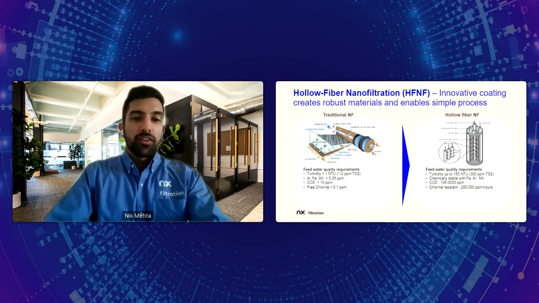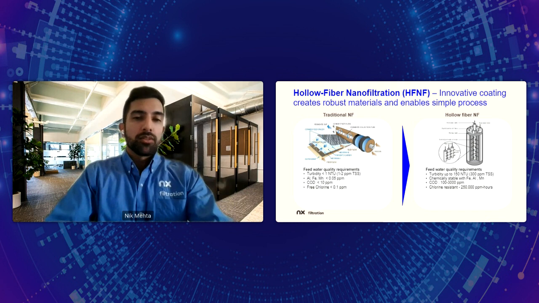But in the case of your hollow fiber nanofiltration, these membranes can be backwashed regularly, and it's a PES-based membrane with a polyelectrolyte nanolayer coating that allows for cleaning with chlorine. It basically has a similar oxidation resistance that a polyether sulfone membrane would. So it's very strong, up to about 250,000 ppm hours.